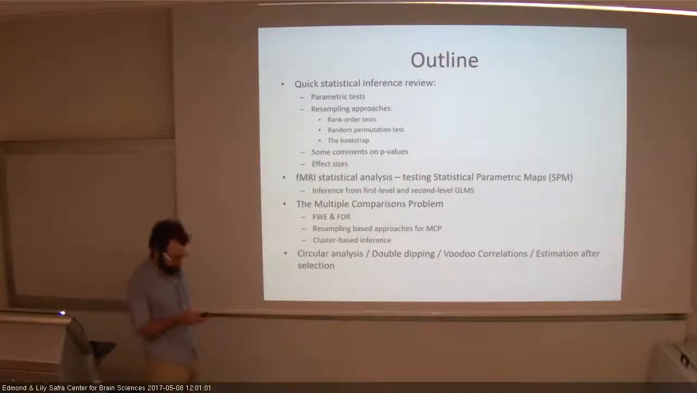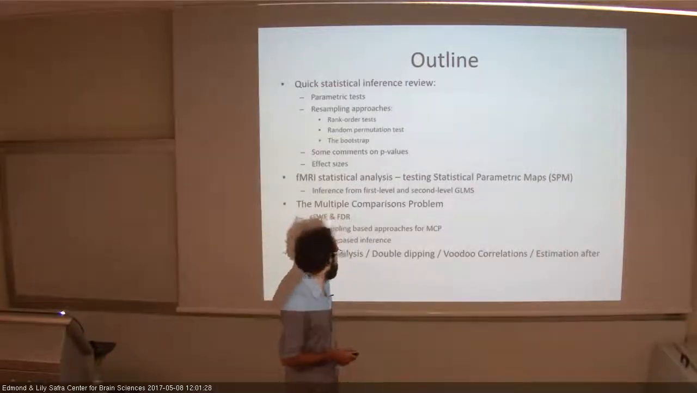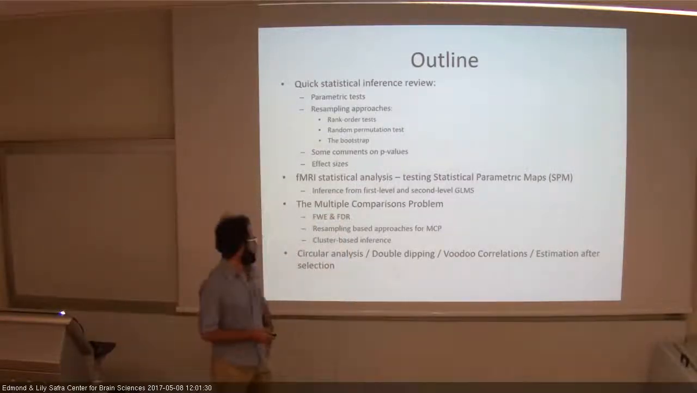The first half would be a general review, an introduction to statistical inference. We'll give particular attention to non-parametric or sampling-based approaches. Then we'll have a break and talk about fMRI and the multiple comparisons problem, which is the main statistical issue in neuroimaging. Okay.